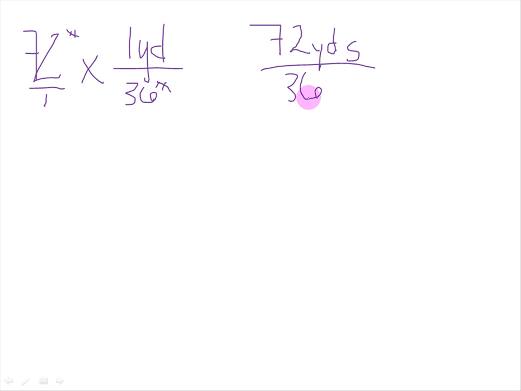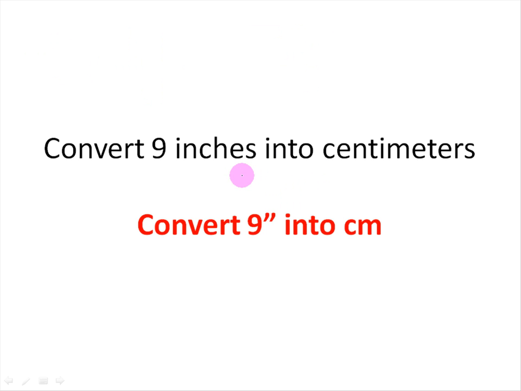And now it becomes a straightforward long division problem. How many times will 36 go into 72? Well, exactly 2 times. Our answer is 2 yards. The question was, how many yards is 72 inches? It's 2 yards.